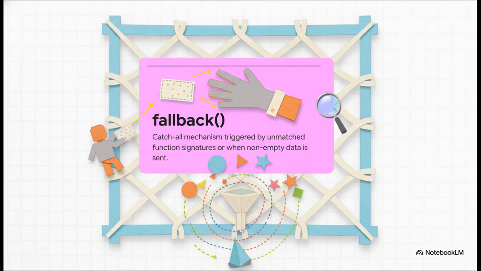On the flip side, we've got the fallback function. Think of this as your ultimate safety net. If a user or maybe another contract makes a call that just doesn't match any existing signature in your code, or if they send a transaction that actually contains data in the payload, the fallback function catches it. It is, quite literally, the fallback plan for your contract's logic.